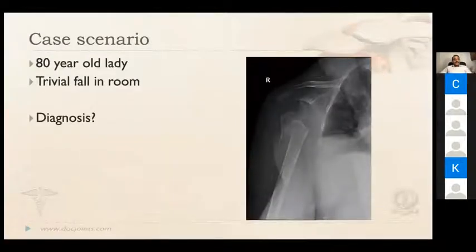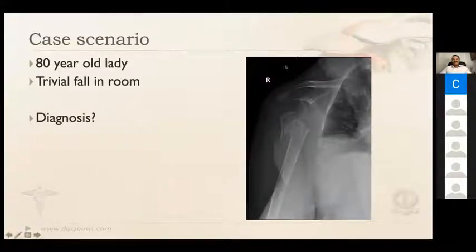An 80-year-old lady, trivial fall in the room. Diagnosis? Straightforward. Yes, it's a four-part fracture, isn't it? Yeah, it's straightforward. It's a four-part fracture of the proximal humerus. So, what is your treatment? How would you treat it?